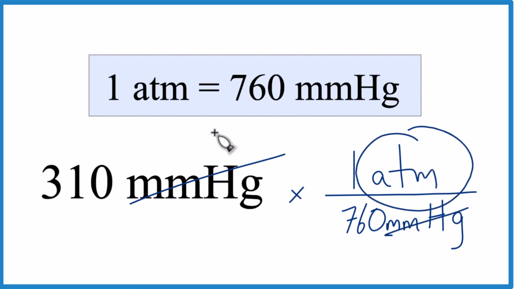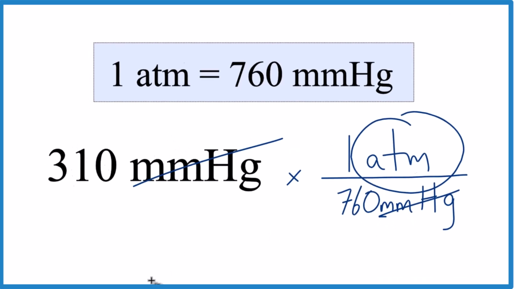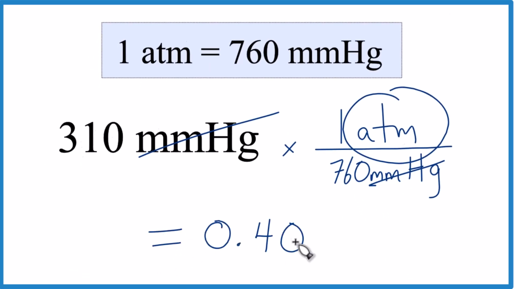So 310 divided by 760, that gives us 0.4078. So let's round that to 0.408. And the units, those are going to be atmospheres, because that's all that's left up above. That's how you know you set this up correctly.